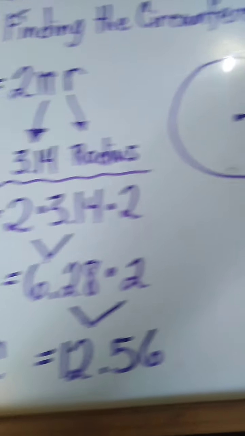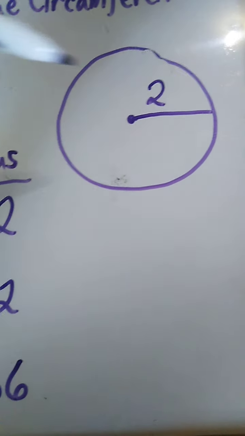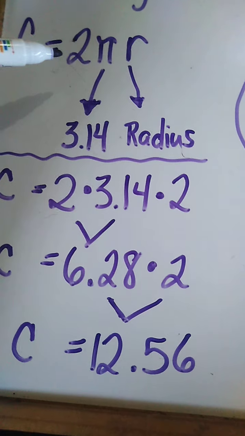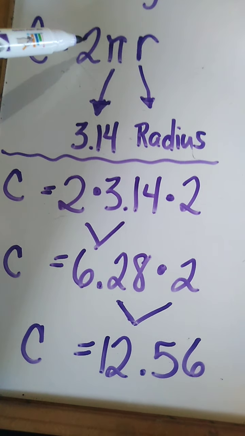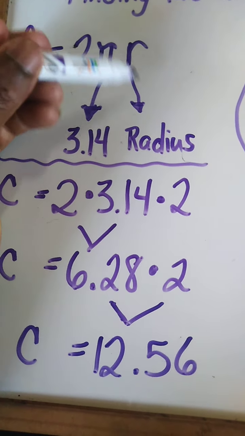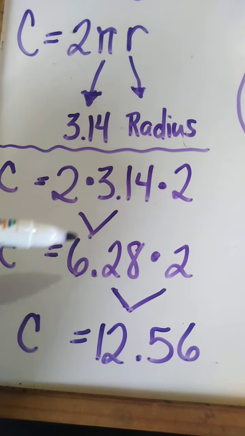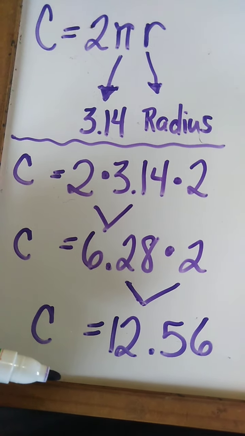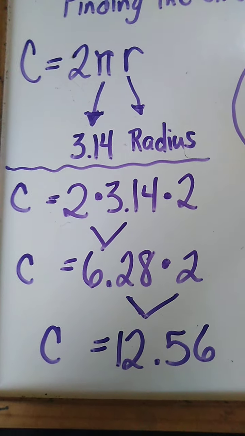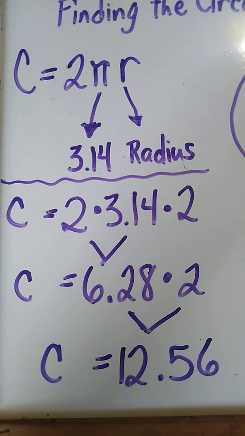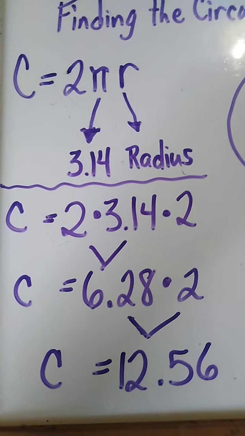All you do is plug the radius into the formula that you have here. You already know what pi is, so the only missing thing is the radius, and I just multiplied it out. So now I'm going to show you one more formula, which is finding the circumference if you have the diameter.